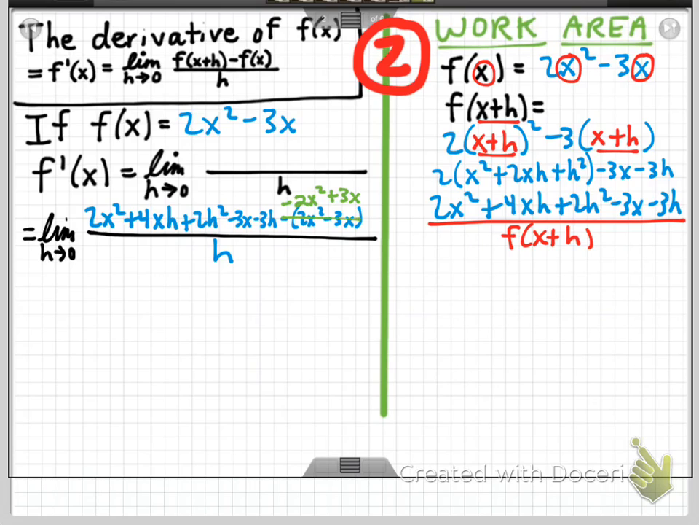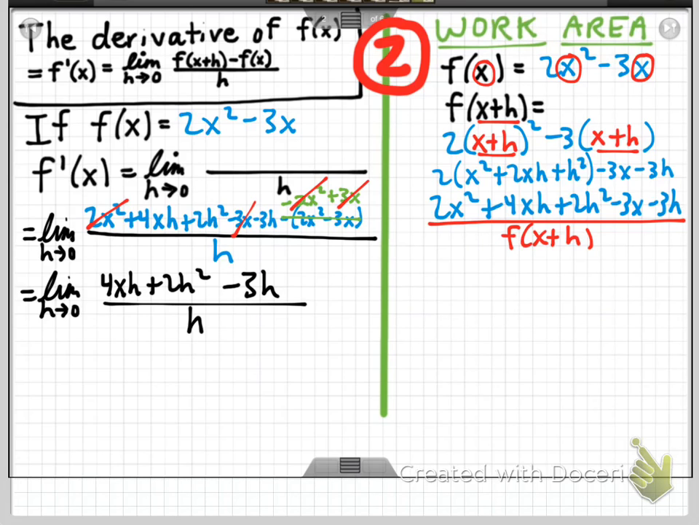Okay, so I've eliminated that. I didn't have to rewrite this whole thing. Now I can cancel some stuff. 2x squared is going to cancel with minus 2x squared. The negative 3x is going to cancel with the positive 3x. And then I'm just going to collect any like terms, but I don't have any. And so basically what we have here is the limit, as h goes to 0, of 4xh plus 2h squared minus 3h, all over h.